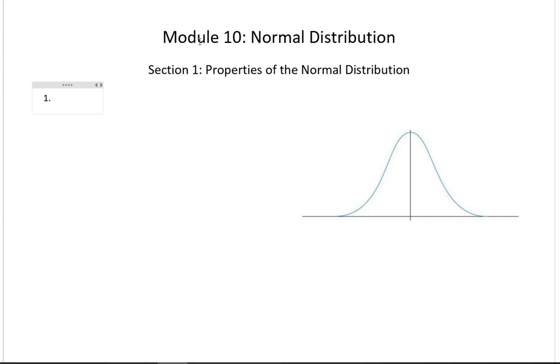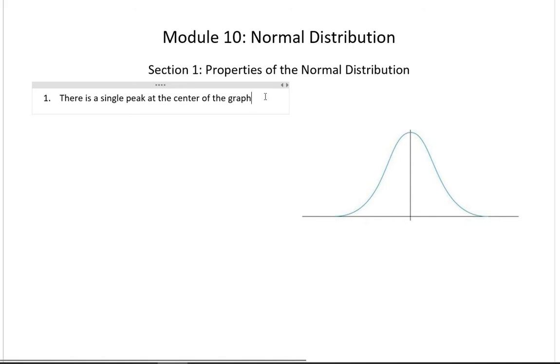Okay, so the first property of a normal curve is that the normal curve has a single peak. There is a single peak at the center of the graph. As you can see represented here, there's that middle line in that normal distribution that represents the peak there. And that peak is also going to be represented as the mean.